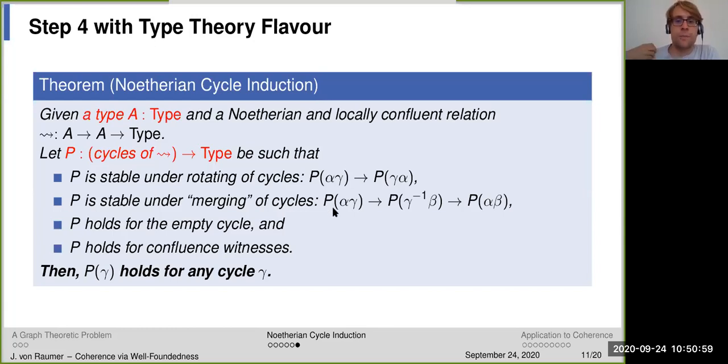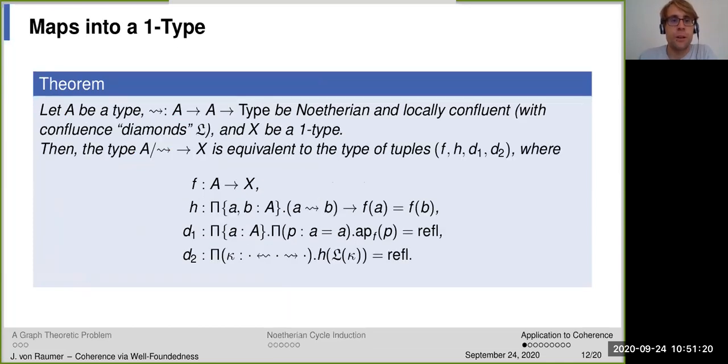Okay, so now on to some applications. Now this obviously wasn't born out of nothing, but it was born out of trying to prove a certain kind of condition in homotopy type theory. Basically the big theorem which we can formulate using this is the following. Say we have a type A and a binary relation on that type, and that relation should be Noetherian and locally confluent. We will call this the local confluence diamond, give it a name with this big L. And we say that we have some arbitrary one type X.